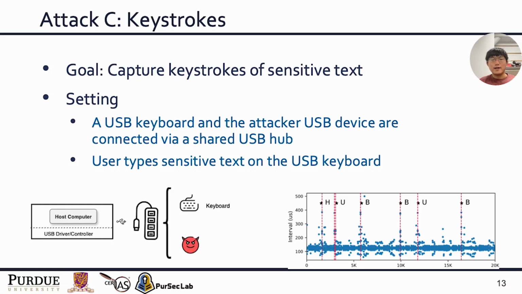Here's a recap of Attack C. The goal of this attack is to capture keystrokes from the keyboard. As shown on the left, a USB keyboard and the attacker's USB device are connected to the same USB hub. Then the user types some sensitive text on the USB keyboard. By monitoring the traffic on the shared USB hub, the attacker can infer keystrokes, as shown in the right picture. Further details can be found in our paper.